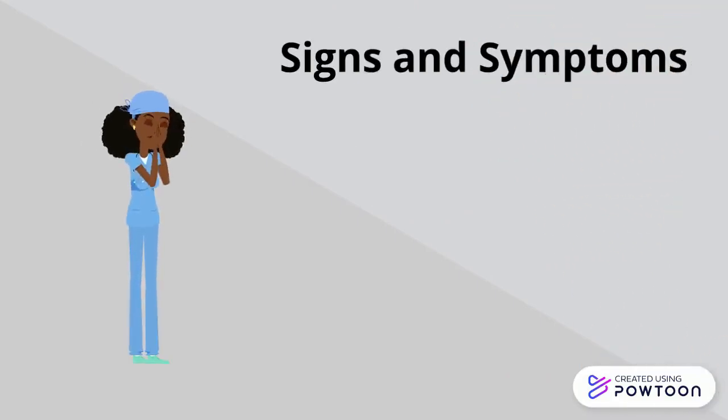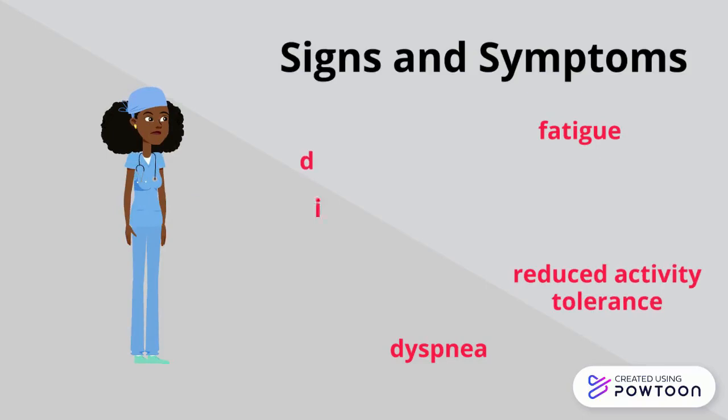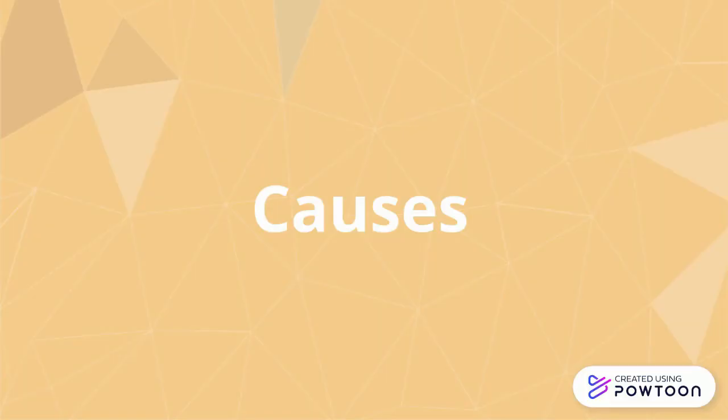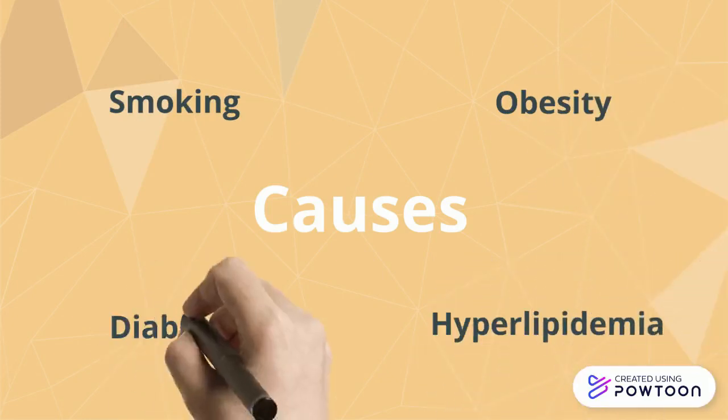It's a silent disease because it is frequently asymptomatic until it becomes severe and target organ disease occurs. A person with severe hypertension may experience secondary symptoms such as fatigue, reduced activity tolerance, dizziness, palpitations, angina, and dyspnea. Primary hypertension is caused by something indirect, such as smoking, obesity, hyperlipidemia, and diabetes.